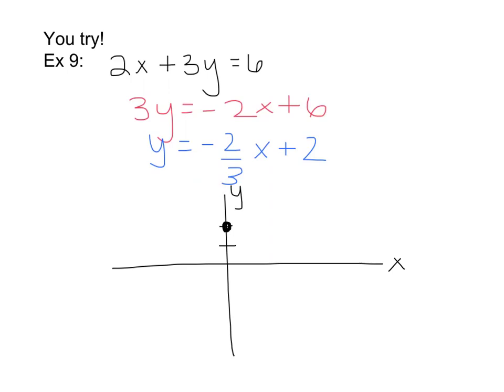So I go down 2, 1, 2, and then I go to the right, 1, 2, 3, and here's my second dot. So again, here is my rise of negative 2. Here is my run of 3. 2 points make a line, so we are going to connect them, and your graph should look like so.